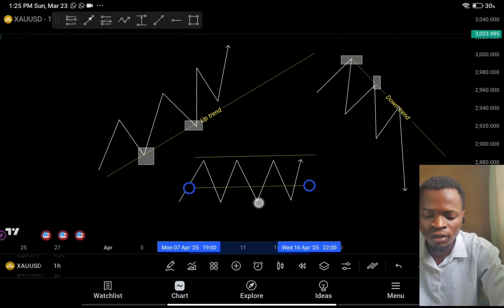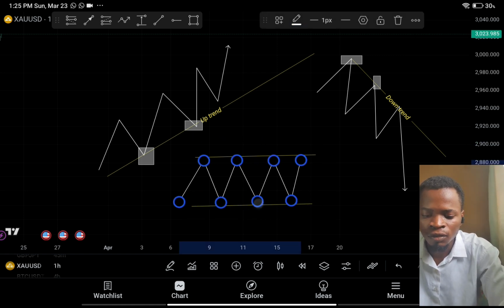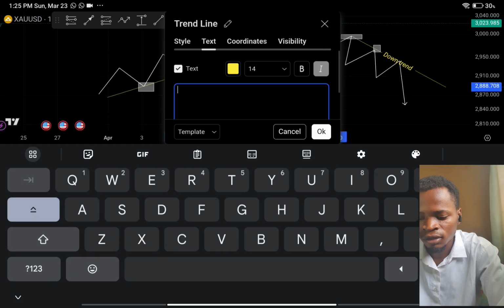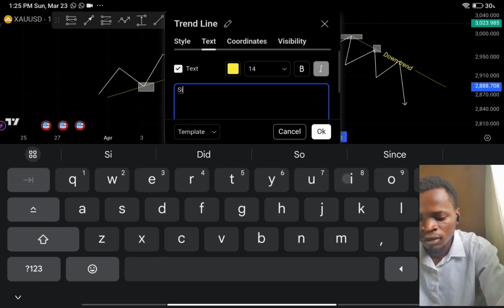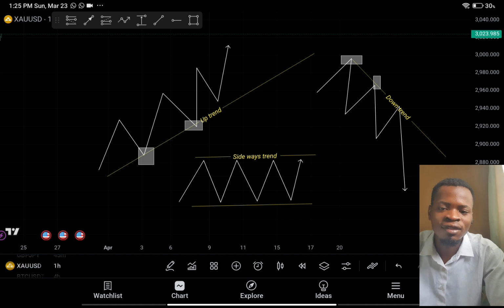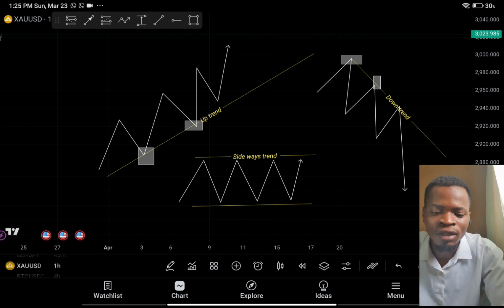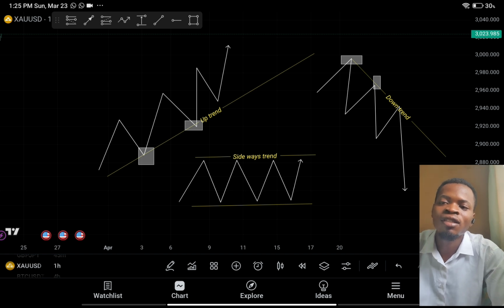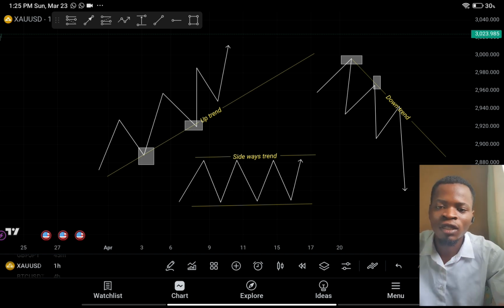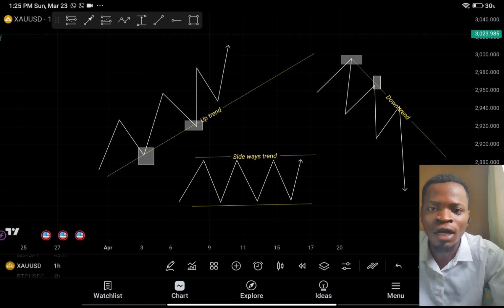You see, it's a sideways trend, guys. So let me just write it here so that you can understand: sideways trend. You see, as easy as that, we just have uptrend, downtrend, and sideways trend. That is, the market is either moving upward, downward, or sideways. That's just how the market moves, guys.